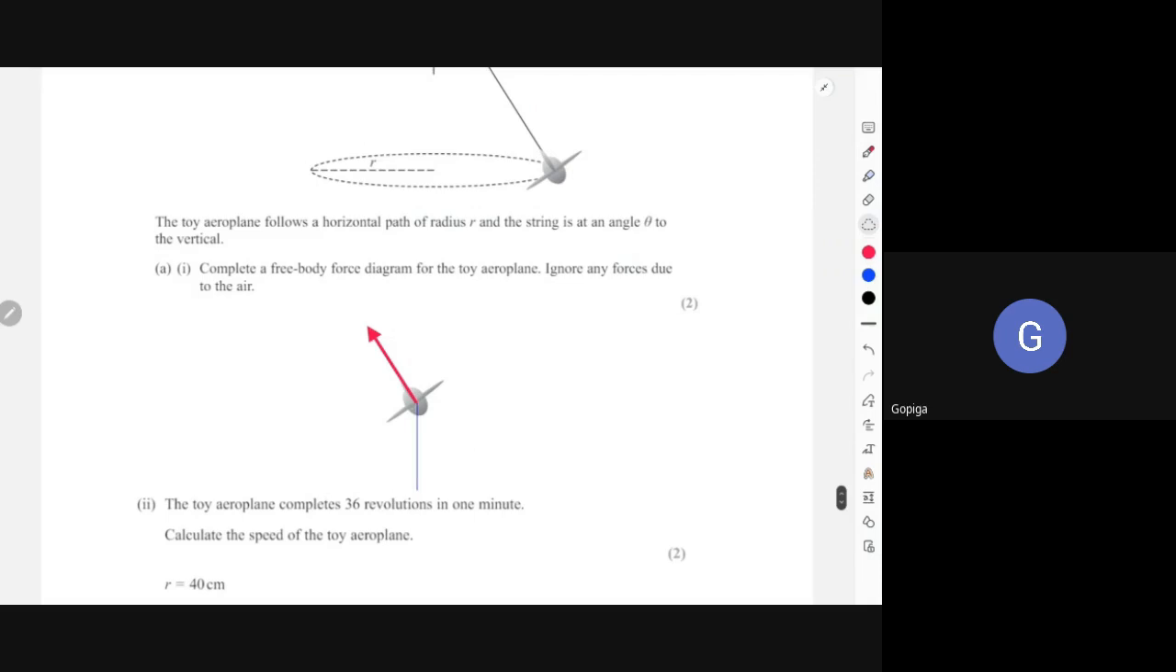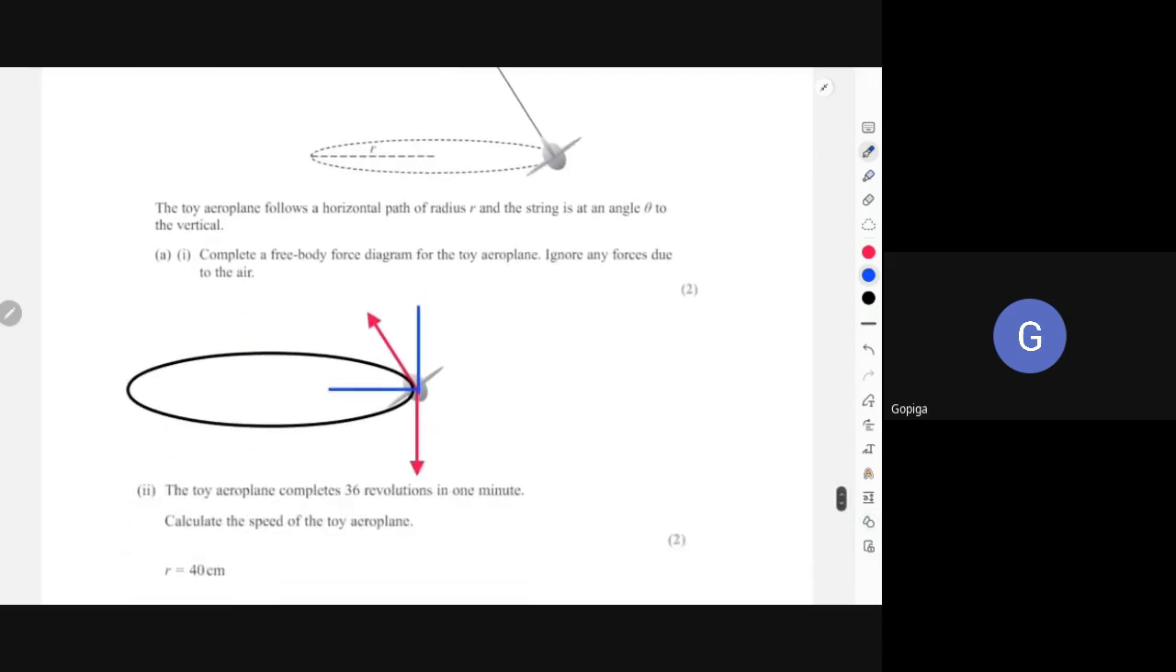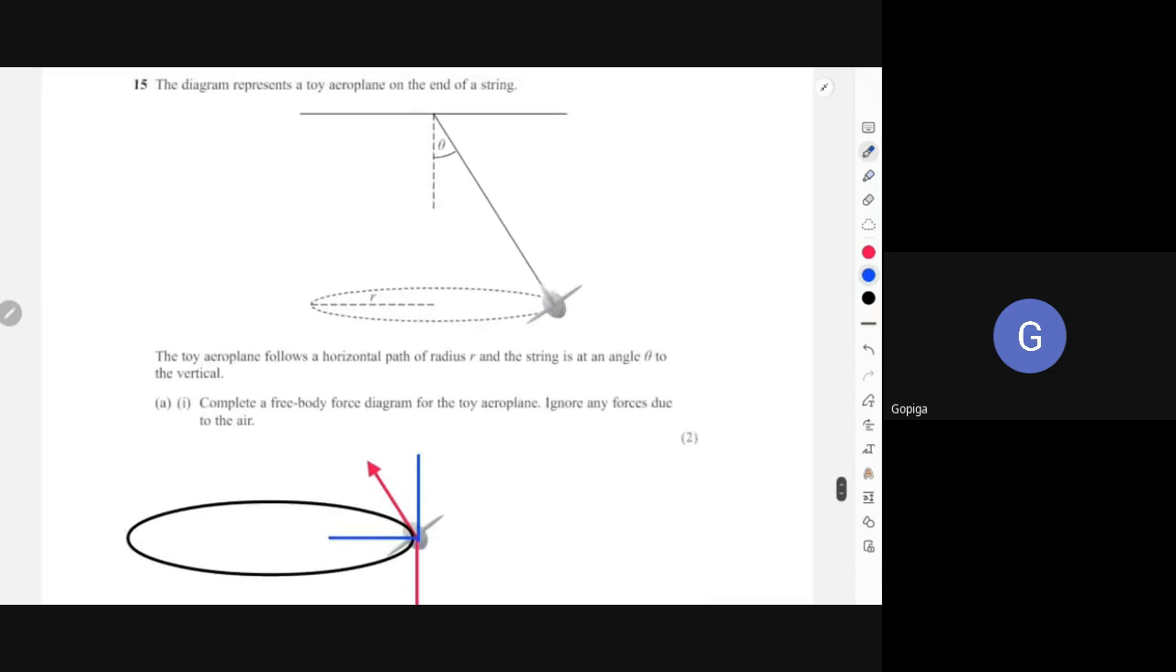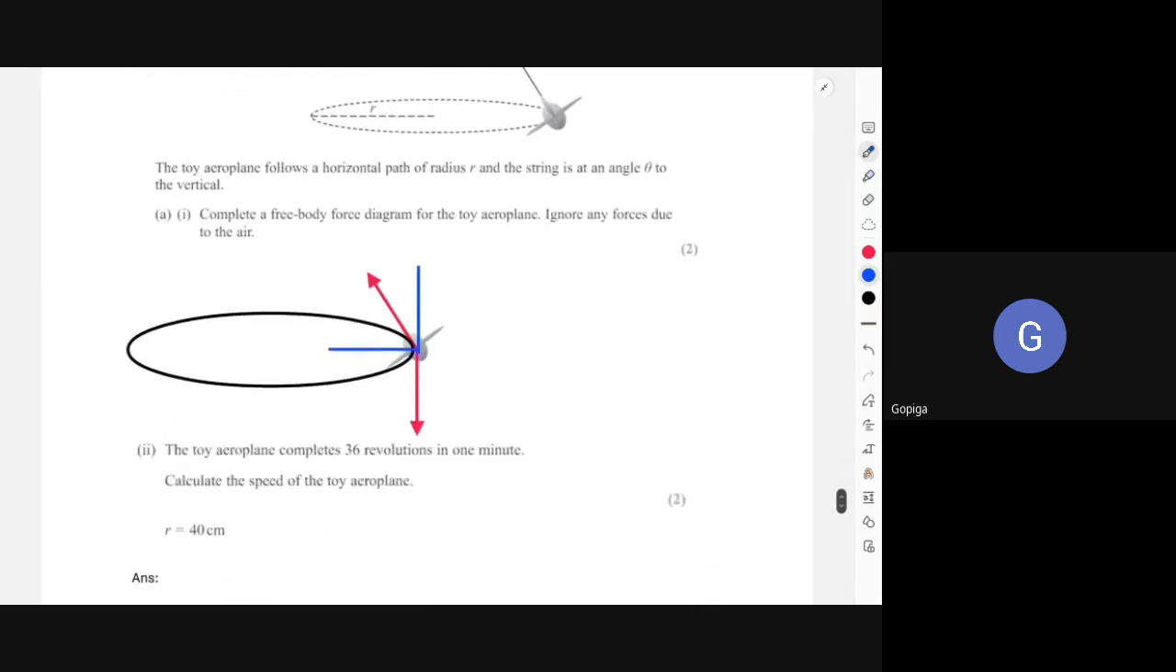And again, I can understand a component of tension will be the centripetal force over here. If this is the circle they're creating, this is the horizontal component of tension. This is the vertical component of tension. Tension was creating an angle with the vertical plane, which means this is theta degrees. So it is going to be T cos theta and T sin theta.